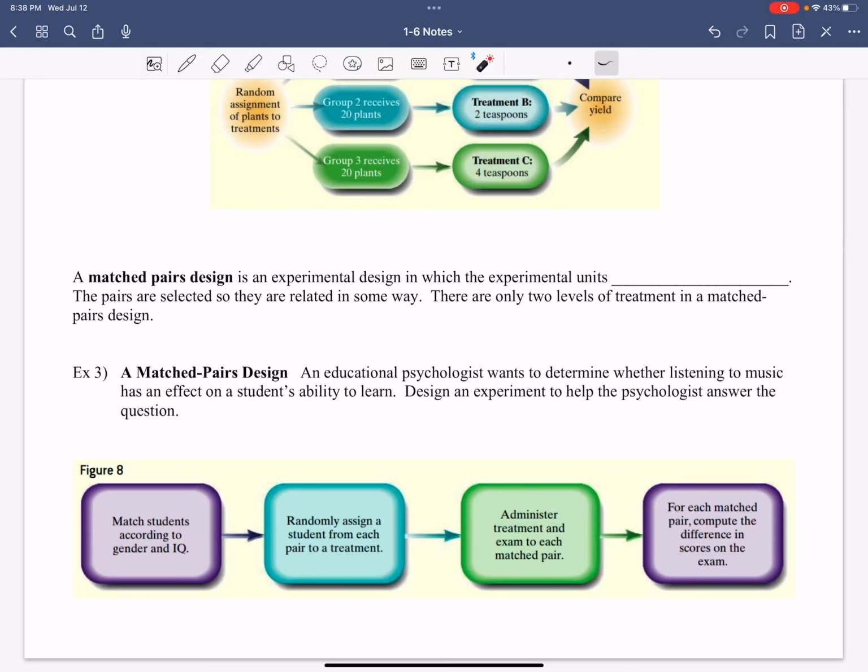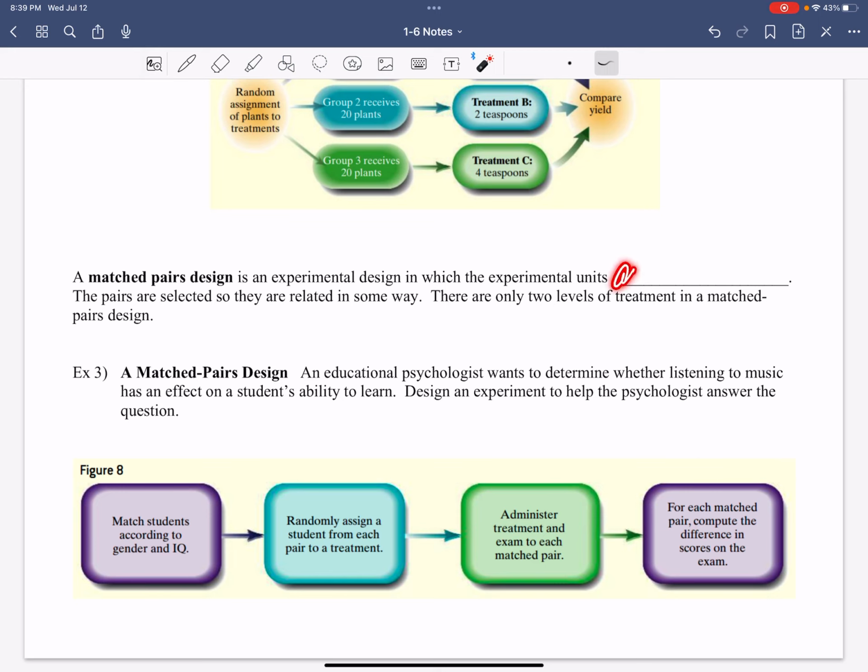So here's number 2 of our 3 types of designs. We did the randomized, and now we're going to do matched pairs. So with randomized, we randomly looked at it. Matched pairs, guess what? We're going to match them up. A matched pairs design is an experimental design in which the experimental units are what?